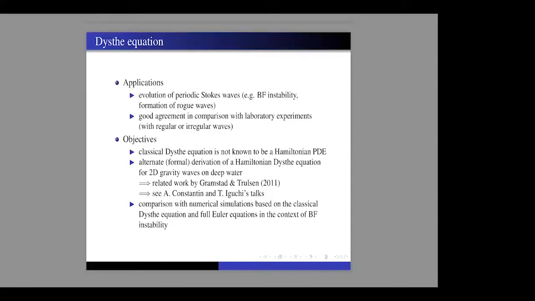So just to be clear, the goal here is not to question the original Dysthe equation. So this equation has been very successful. In particular, you get a very good agreement in comparison with lab experiments. So rather here, it's about taking advantage of the Hamiltonian formulation of the water wave problem. And also you get extra properties like energy conservation, which may be useful for other purposes, like if you want to do some analysis or if you want to do some simulations.